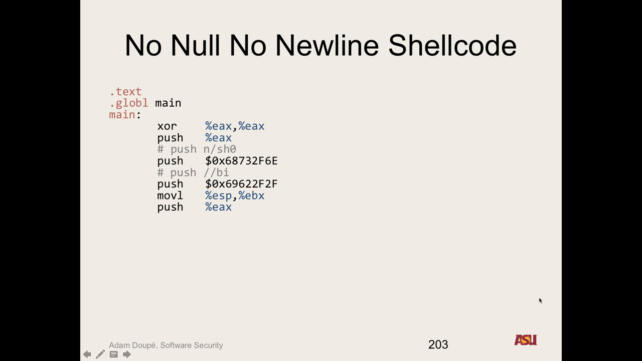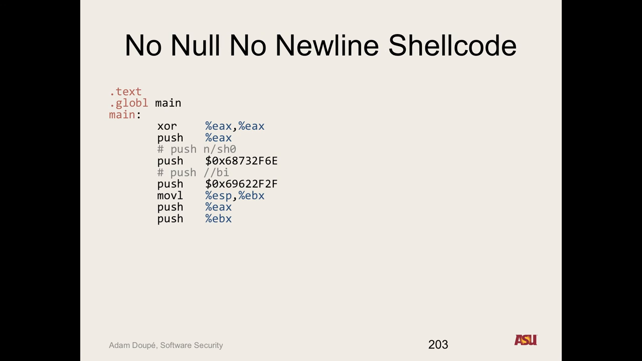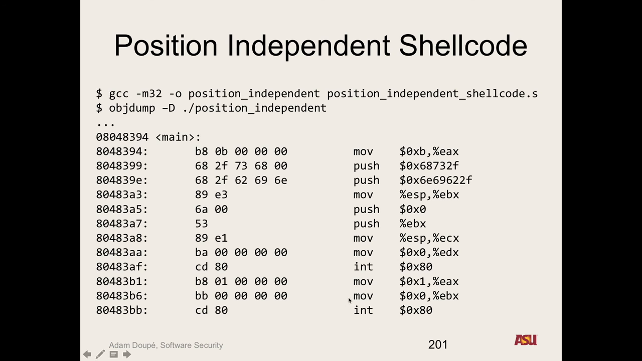So we can push EAX, then we can push EBX, that should be fine. Move the stack pointer into ECX, move EAX into EDX again, right? Because we had move 0 into EDX, but we already have 0 in EAX, so we move 0 into there. So we need to call the int 80, but we never set B into EAX, right?